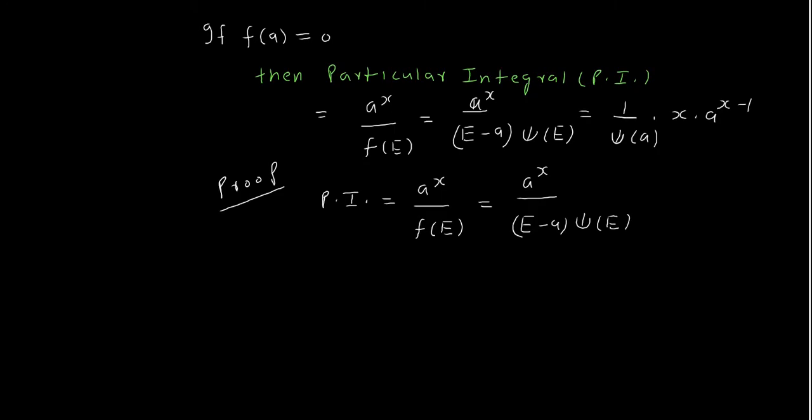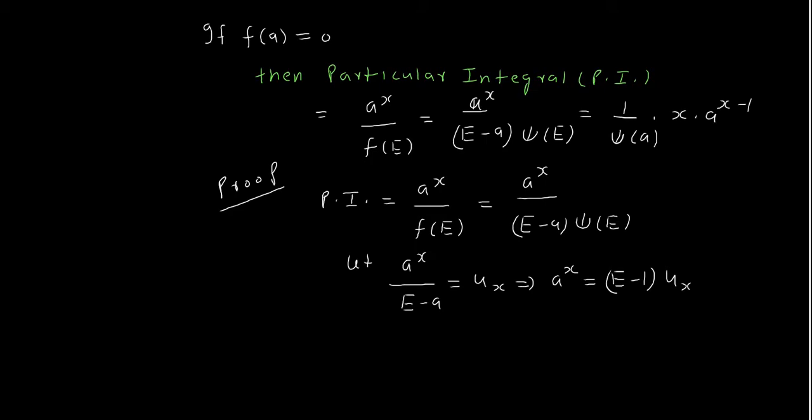Now here we assume that a to power x upon E minus a equal u(x), meaning another function of x, u(x). So if we simplify this one, it can be written as a to power x equal to (E minus a) of u(x). So if we operate the shift operator over E, then what is the result?